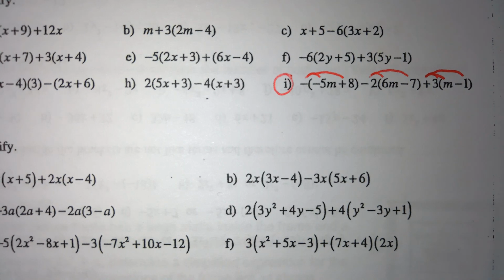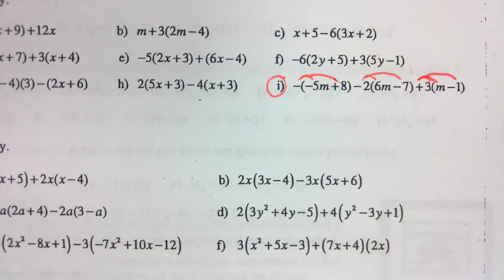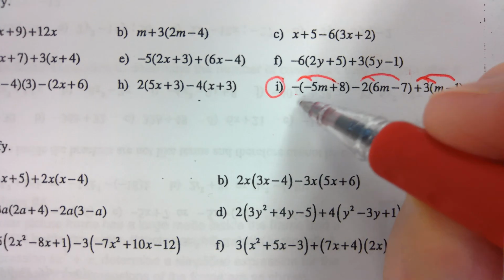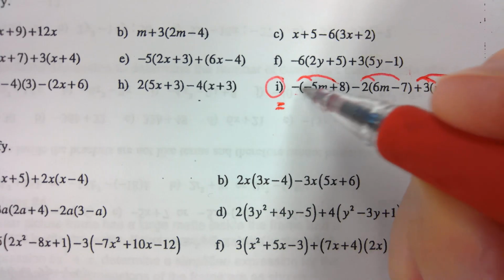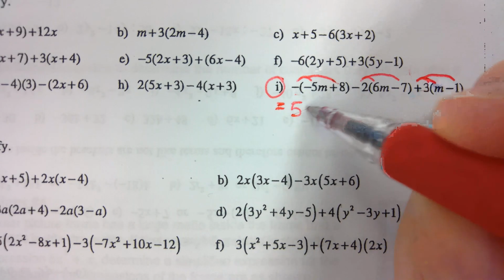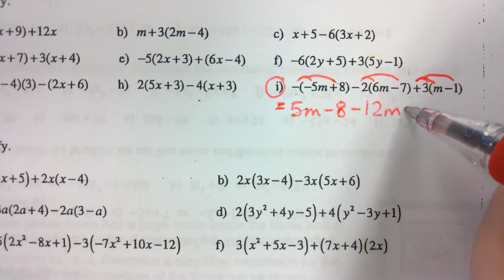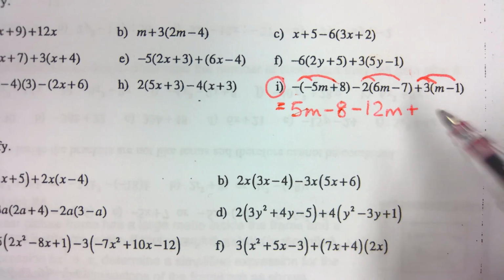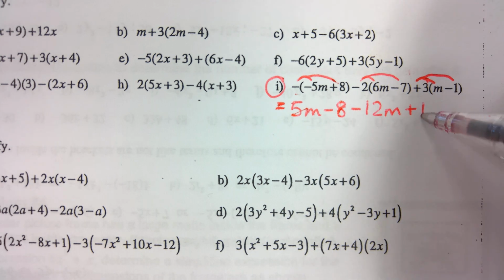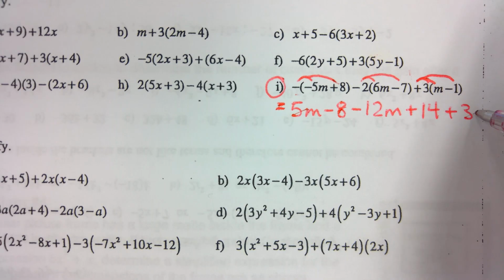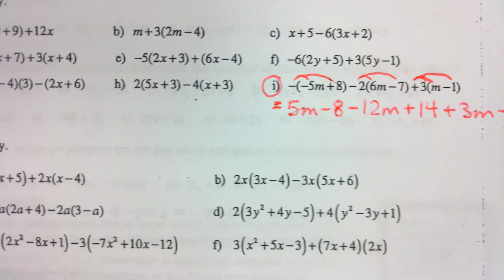Okay, 10i. Farhan, tell me what your first step is. Let's see it. I took off the brackets first. Yep. 5m minus 8. Good. Minus 12m plus 14. Yep. And then plus 3m. Good. Minus 3. Good. Okay, this first step, wonderful.